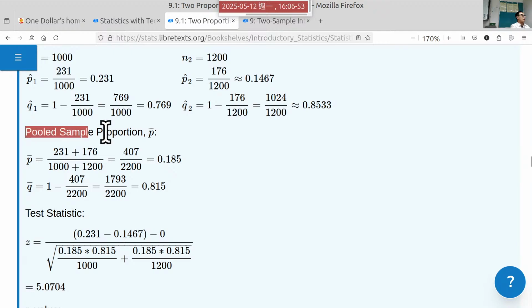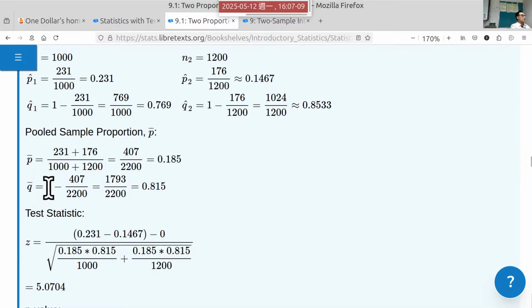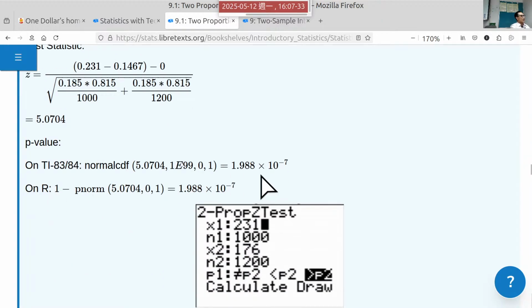And the pooled sample proportion. You can check the formula above. The P bar here is 0.185, and Q bar is 1 minus that, which is 0.815. And the test statistic: the Z score after calculation, we got 5.0704, and a p-value of 1.988 times 10 to the power of minus 7. It's very small.